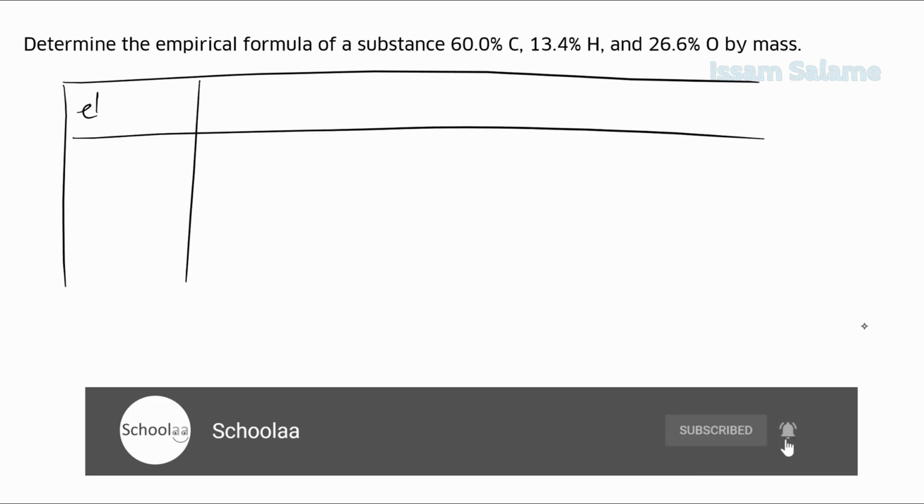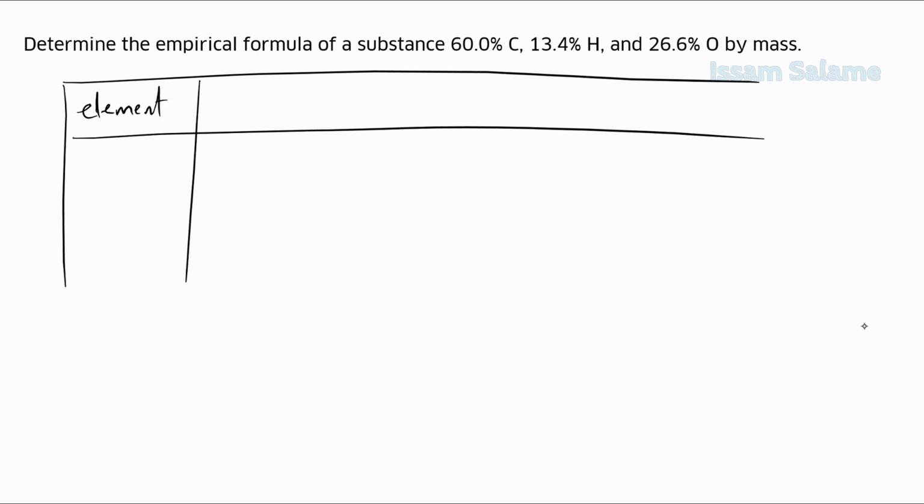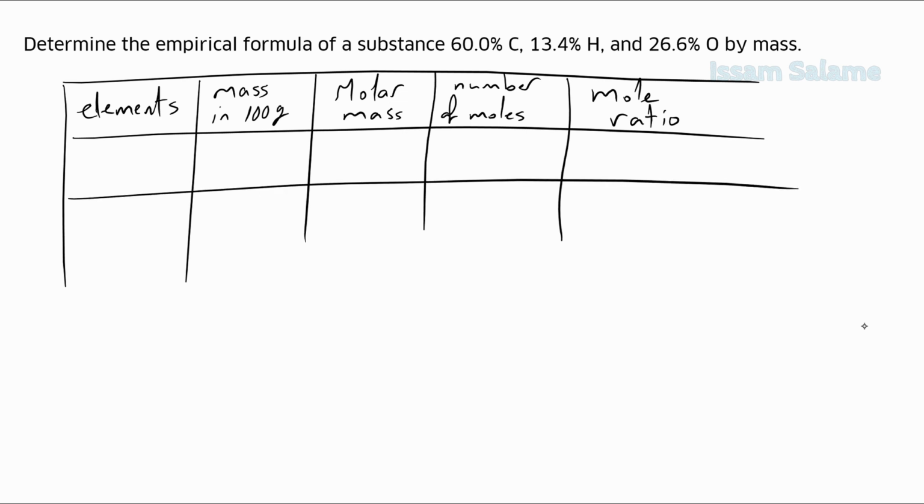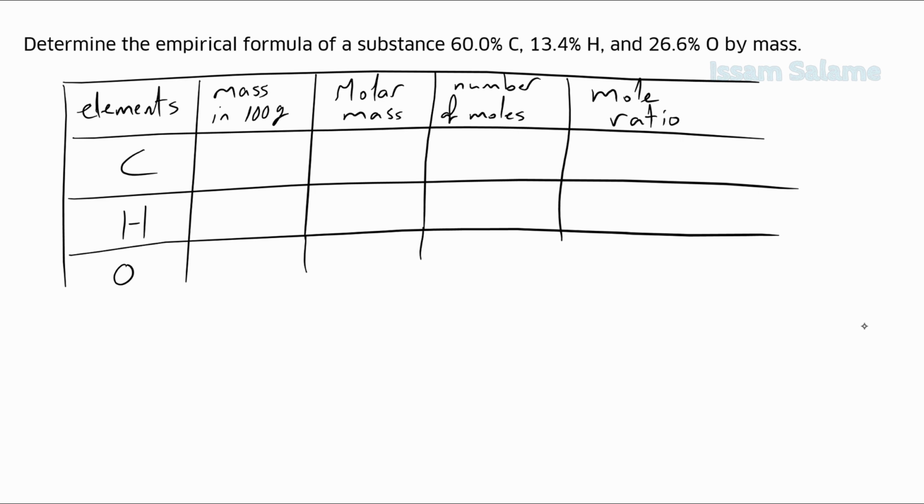We draw our 5 columns table. In the first we put elements, in the second we put their mass in 100 grams. In the third we put their molar mass, we get it from the periodic table. In the fourth we calculate their number of moles. In the fifth we find their mole ratio by dividing their number of moles by the lowest number of moles we calculated. Here we have 3 elements, so we draw 3 rows, one for carbon, one for hydrogen, and one for oxygen.